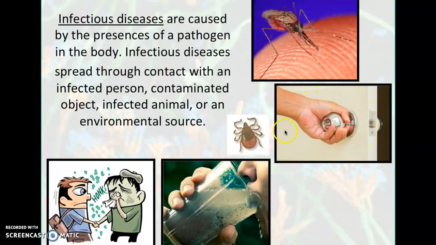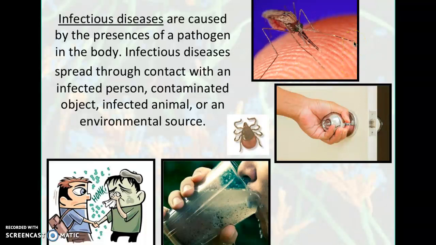Some viruses can travel through contaminated objects, for instance, doorknobs. If somebody is sick and does not wash their hands regularly, that could be a contaminated object. Animals can become infected. We've already talked about parasites. So for instance, the tick and the mosquito can pass on different pathogens.